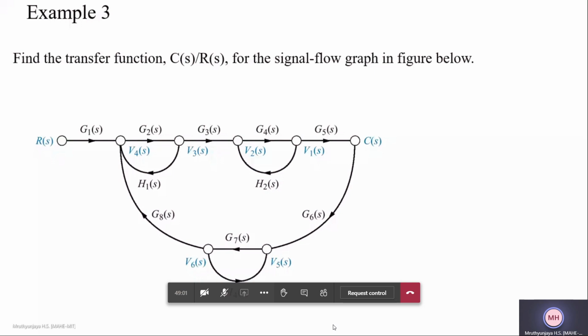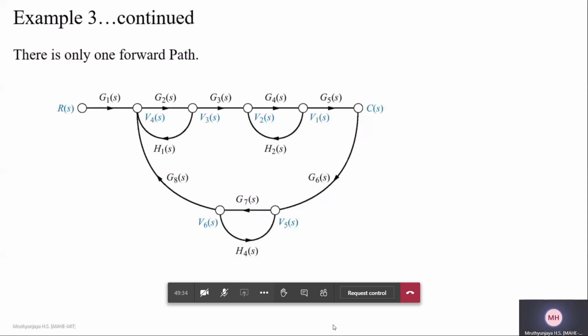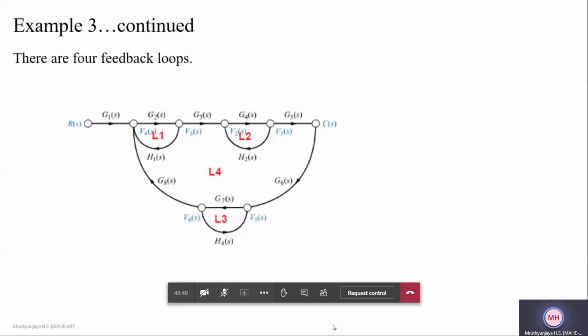Then how many loops are there? Four loops, sir. G2H1, G4H2, then G7H4, then G2, G3, G4, G5, G6, G7, G8. So there is only one forward path, then 4 loops.